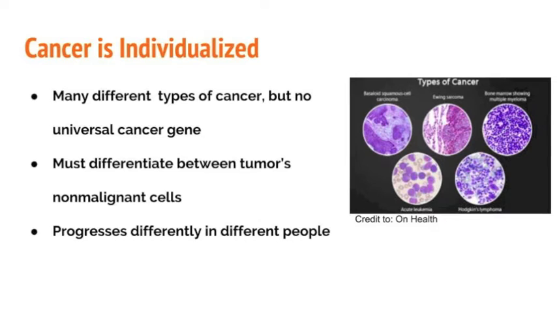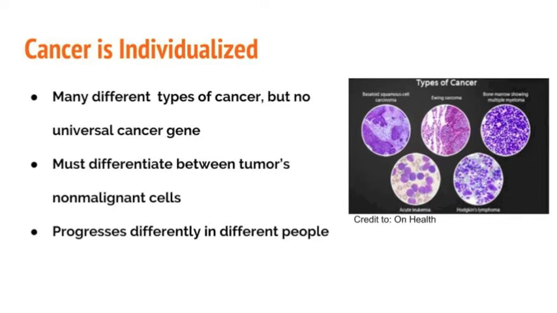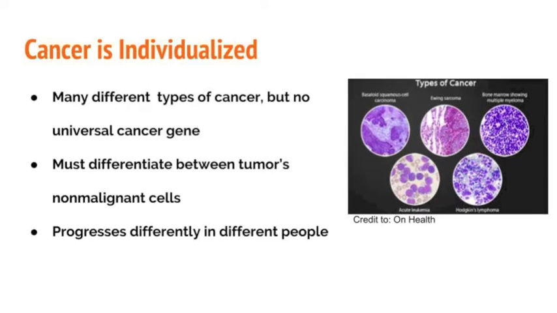Lastly, cancer progresses differently in different people. We've all heard stories of people who have a prognosis of 1 year and they end up living 4 years. So we never know exactly the route that cancer is going to take in that person's body. So we must take that into consideration when trying to generalize cancer for everyone, and instead take the patient for who they are and consider them.